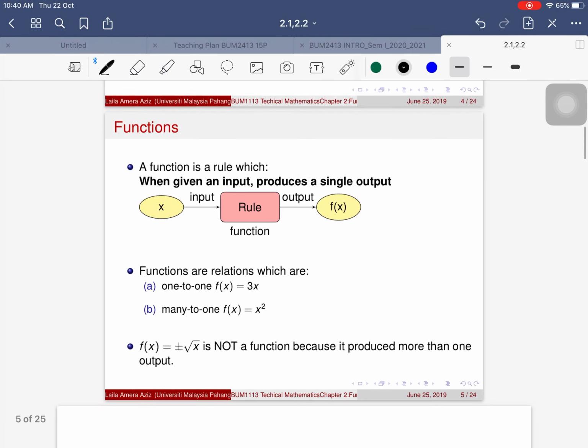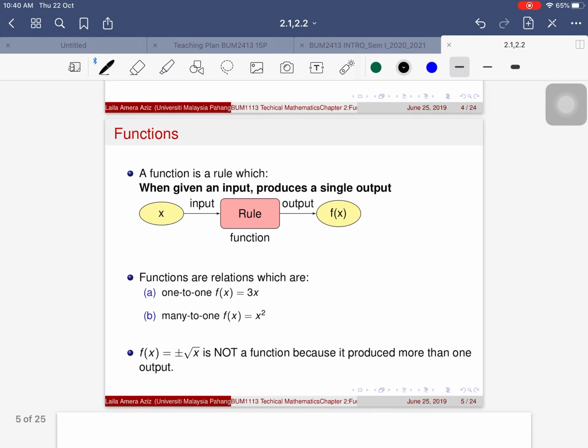Okay, so basically what is a function? The rule of a function is that when you give an input, it produces a single output. So this is going to be the condition. The output can be one, it cannot be many; it has to produce a single output. It can only produce one thing. It cannot produce more than one.